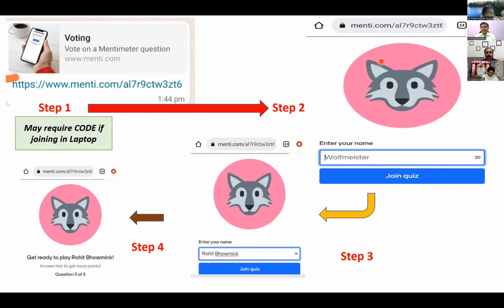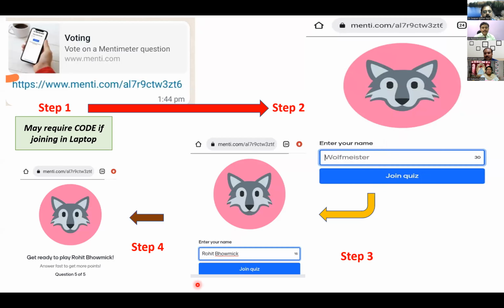Step 2, you will see some cartoons. It may come as a fox or a bus. You put your name. I'm requesting you to put your full name as you registered in the CME, because once the final result comes, our judges will check whether the names are matching or not. This is mainly to respect whoever has properly registered.